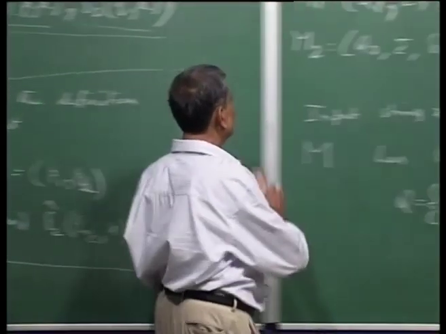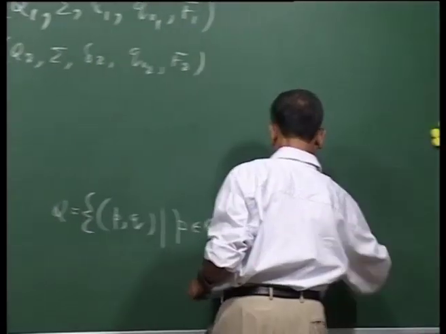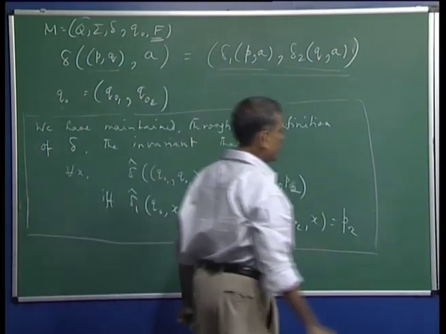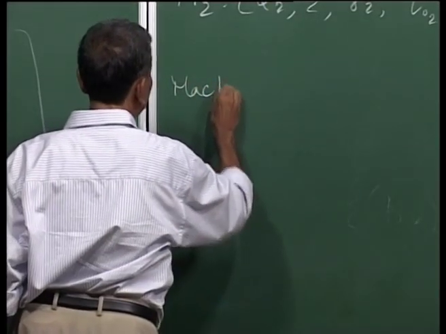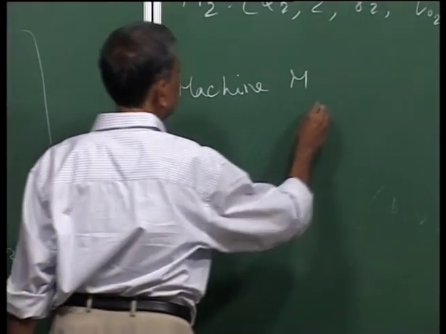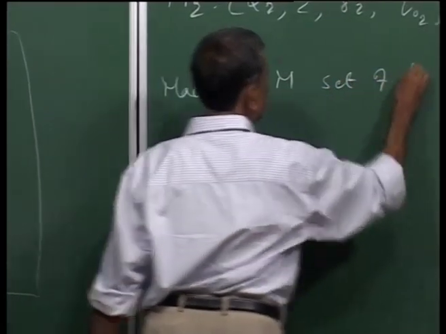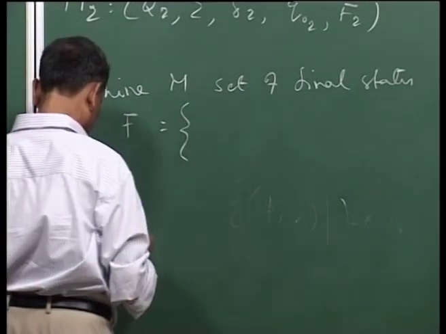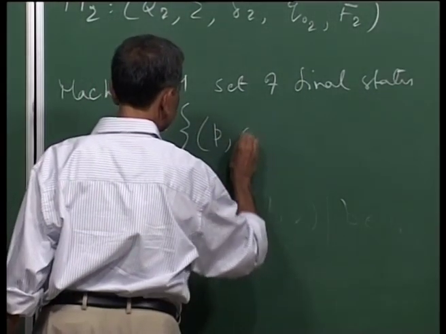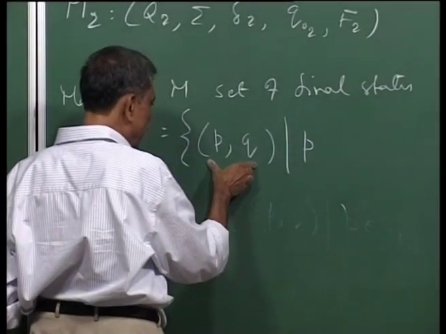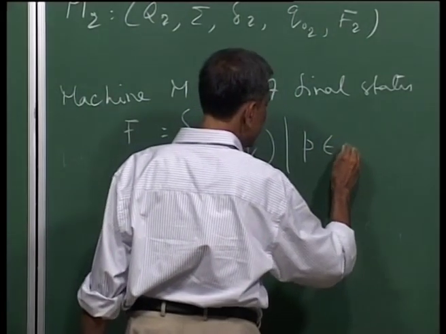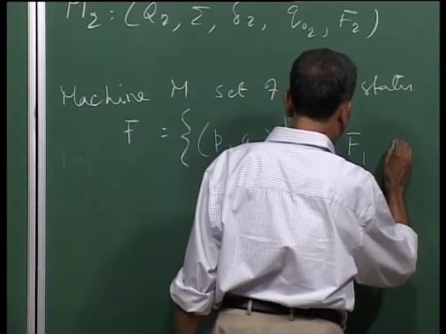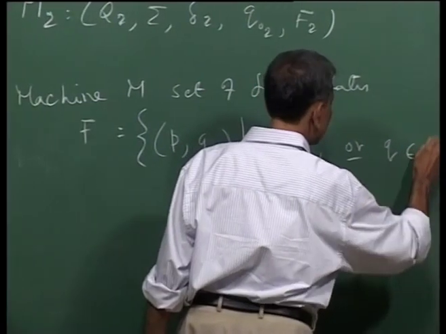And once you accept this, which is not very difficult to see, then for machine M, if I define the set of final states F as a pair in which either P is in F1, where F1 is the set of final states of machine M1, or Q is in F2.